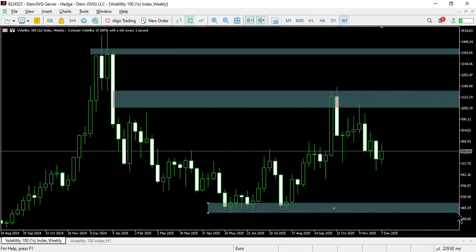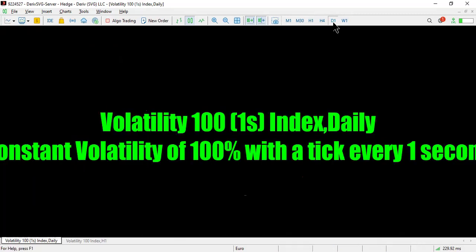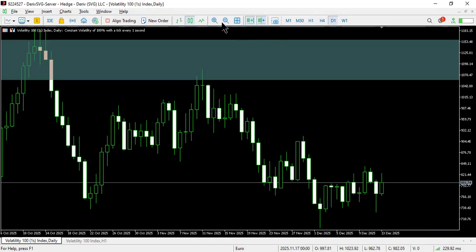So this is the demand zone that we'll be targeting. And from the weekly time frame, I can see the price is moving from the supply headed to the demand zone. Therefore, I'm going to be looking for selling opportunities to the downside until this demand zone. So my bias for this week on VIX 100 1S is going to be bearish, and we'll be looking for selling opportunities to the downside.